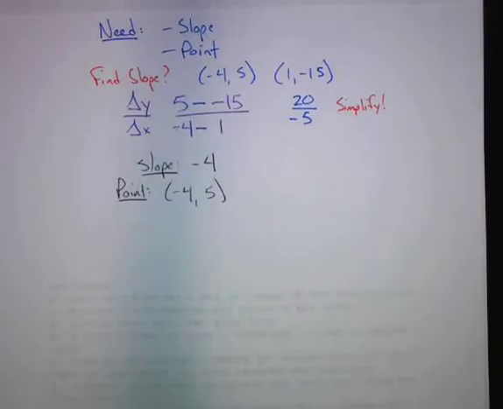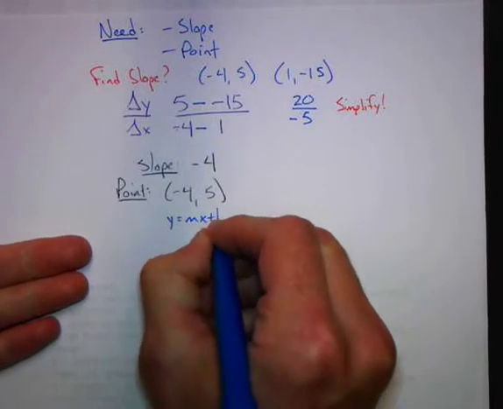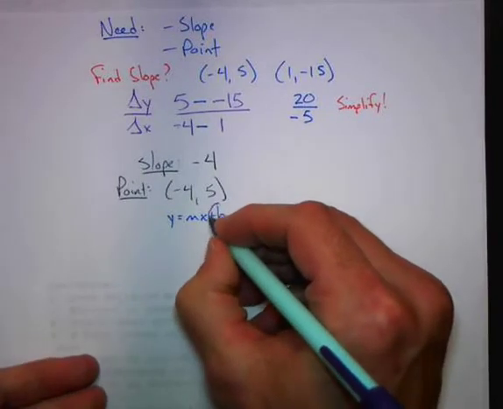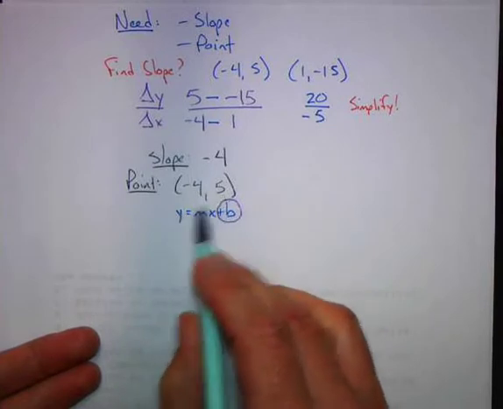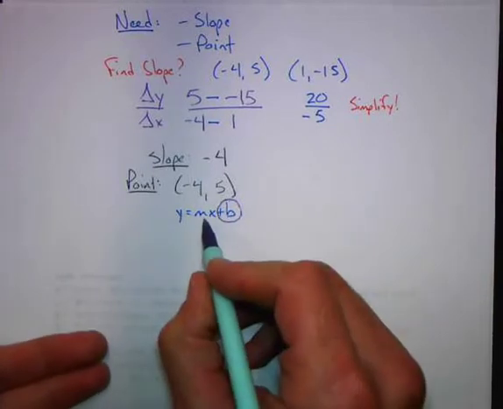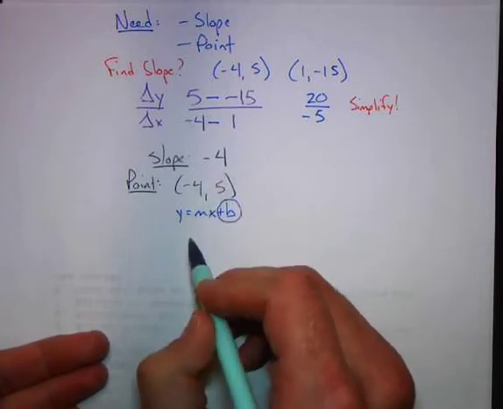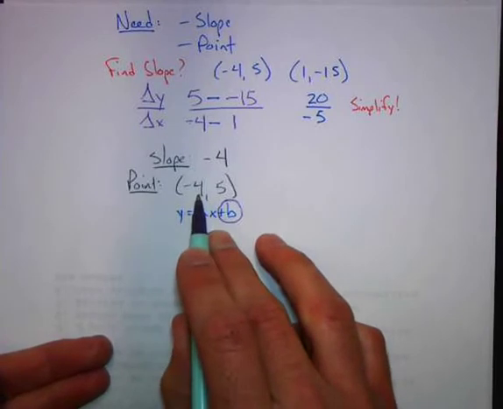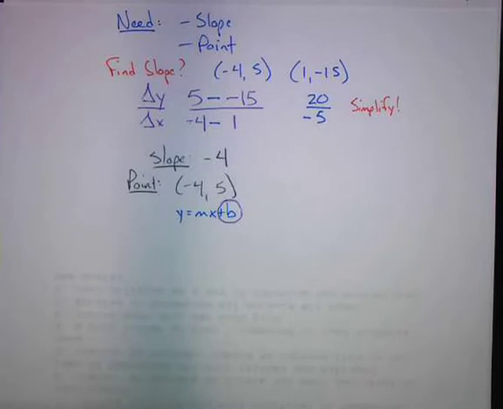We can use y equals mx plus b. And remember, we don't know what b is. But do we have a y? Yes, we do. The y is 5. Do we have an m? Yes, we do. We found it. The m is negative 4. The slope is negative 4. Do we have an x? Yes, we do. The x is also negative 4. With that information, we can find out our b.